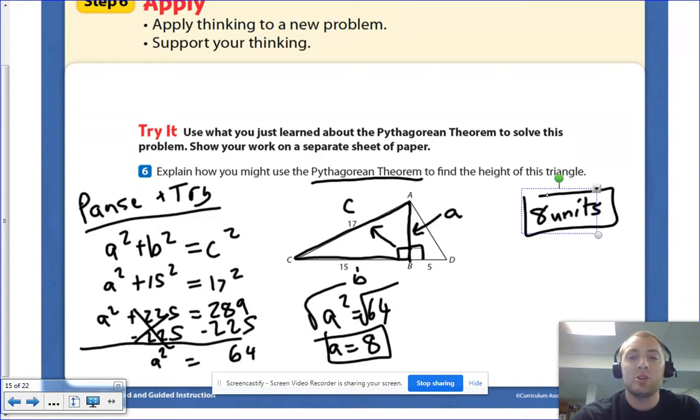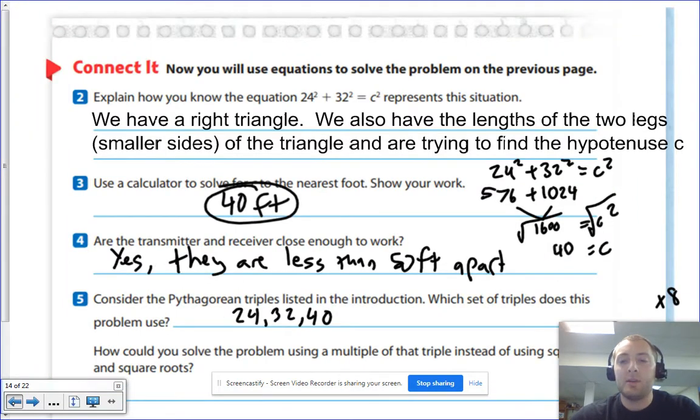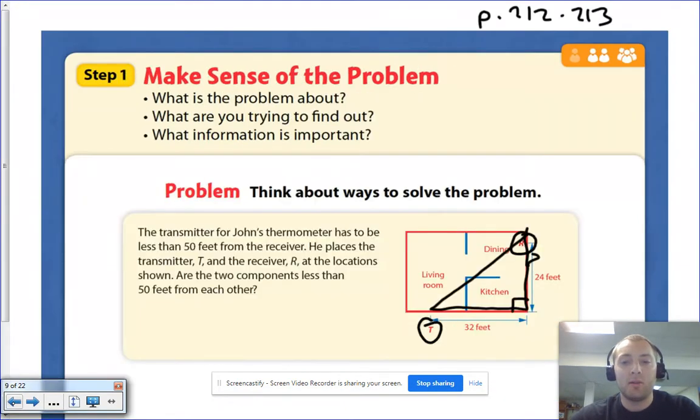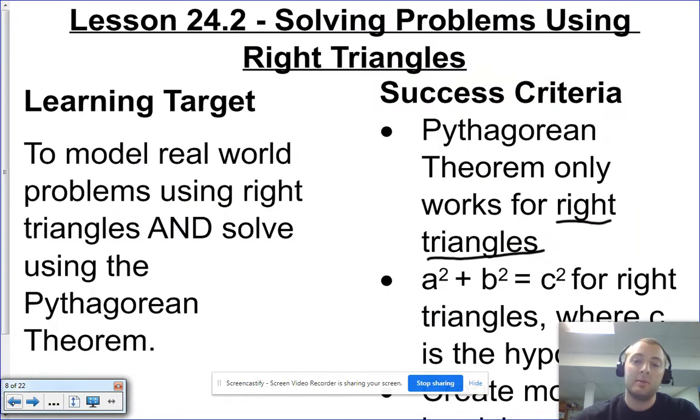So that's how you can show it, and it does ask you to explain that in words there, so make sure you're able to explain that problem there. So there is some application of the Pythagorean theorem and how we can create right triangles and then be able to solve for missing parts using the Pythagorean theorem. And that's section 24.2 for you.